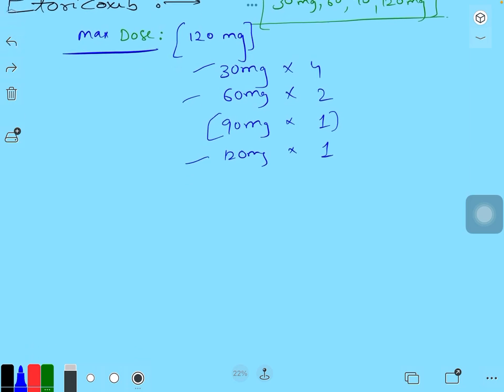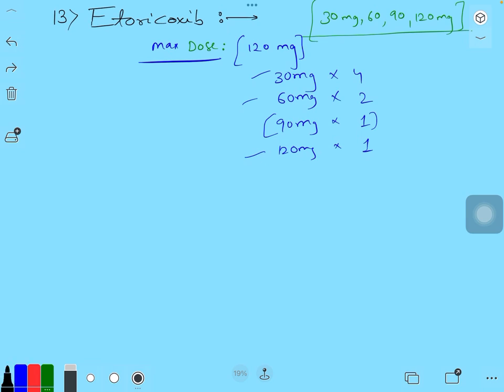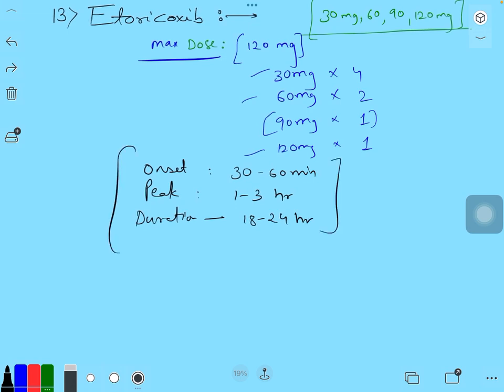Right, now talking about the onset time. Onset of Etoricoxib is similar to other NSAIDs, from 30 to 60 minutes. It will start its function. It will be at its peak in 1 to 3 hours. And overall duration of action of Etoricoxib is about 18 to 24 hours. This is the main thing to remember, because Selective was having a much greater duration of action than Etoricoxib.